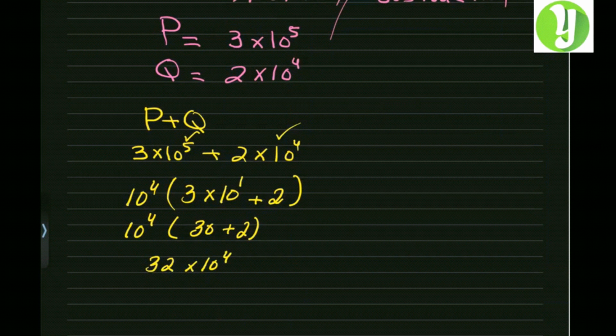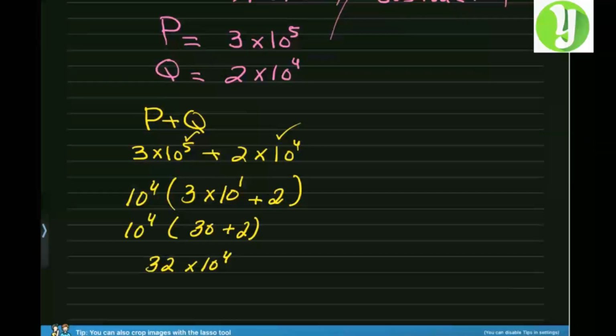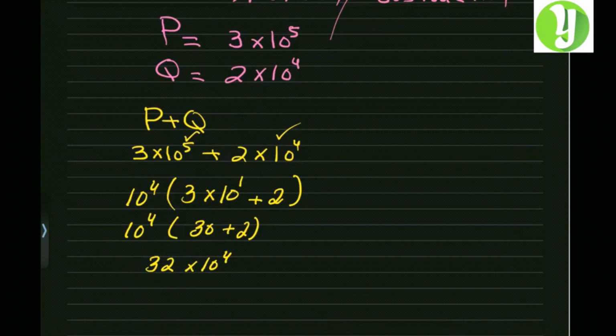Now see, our first digit does not fulfill the condition because we have just discussed that our first digit must lie between 1 and 10. So here 32 is greater than 10, so we have to convert into standard form. We just have to move this decimal after 3. So what will happen is, one more power will increase, so it's 4 plus 1, so it's 3.2 and the 10 power of the 5.